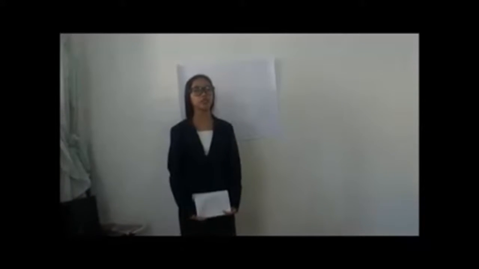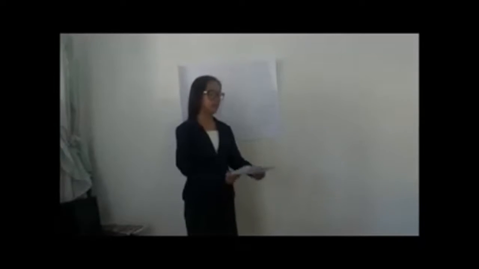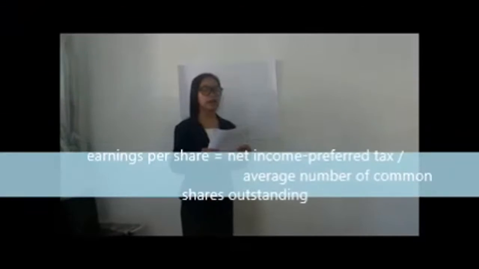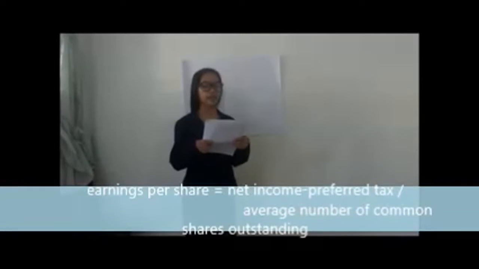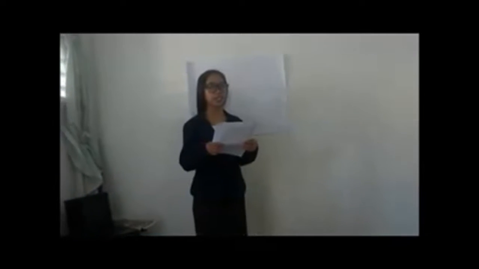And there is a formula. Earnings per share ratio is computed by the following formula: net income minus preferred dividend, divided by the weighted average number of shares outstanding. The numerator is the net income available for common stockholders, net income less the preferred dividend. The denominator is the average number of shares of common stock outstanding during the year. It does not include preferred shares.